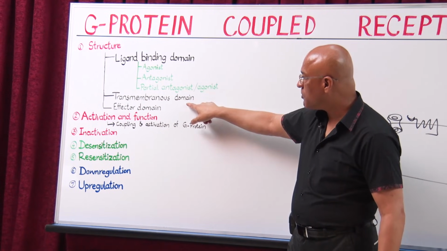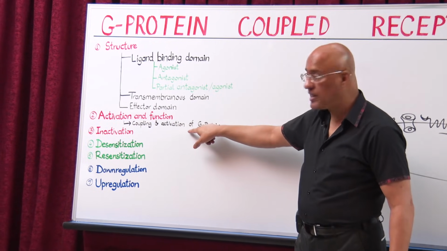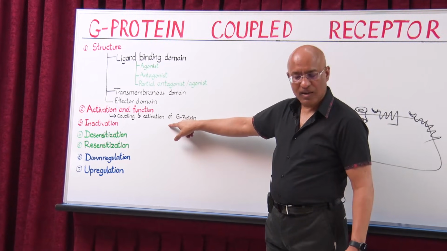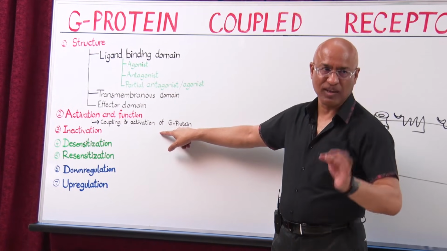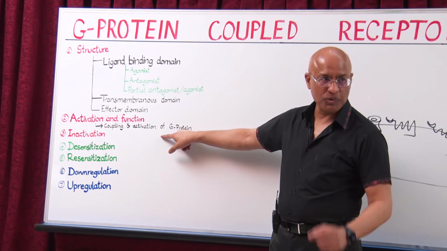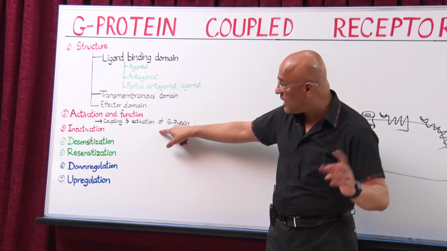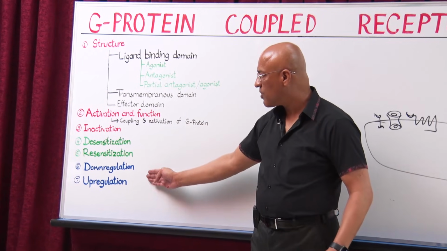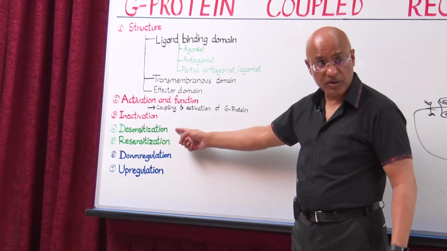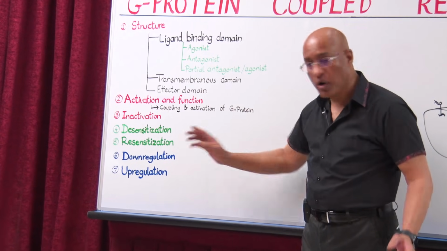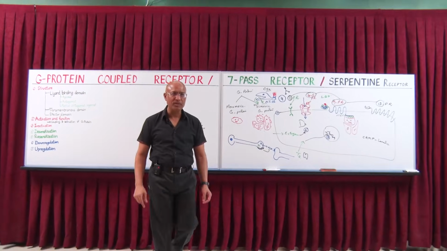Then I will talk about the transmembrane domain, effector domain, actions and functions of 7-pass receptors, how they activate the G proteins, what is the exact mechanism, how G proteins bind with the effector domain of 7-pass receptors, and then a very important thing, how these receptors can be inactivated, or desensitized or resensitized, or downregulated or upregulated. We will talk about these concepts in coming lectures. Class dismissed. Thank you very much.